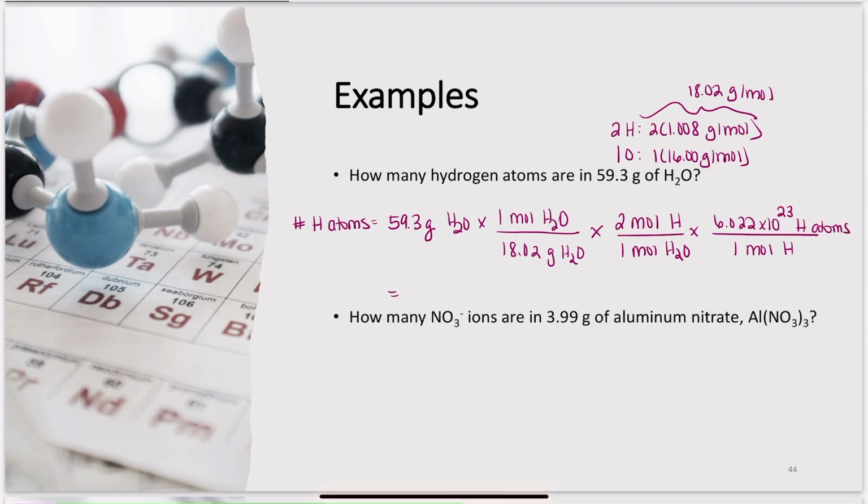Just double check yourself. Your grams of water have canceled. Your moles of water have canceled. Your moles of hydrogen have canceled, and you're left with your hydrogen atoms. When you calculate this out, you get 3.96 times 10 to the 24 hydrogen atoms.